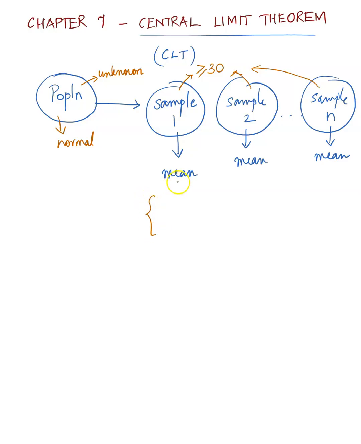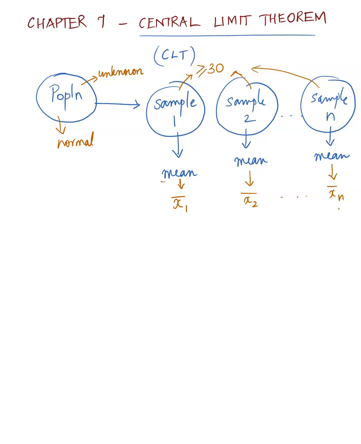When you take the mean from a sample, we call it x bar. If it is from a population, it is mu, the Greek letter. If it's from a sample, it's x bar. Now we have several samples, so I'm going to call it x1 bar, x2 bar, etc., xn bar. So your data values are now the sample means.